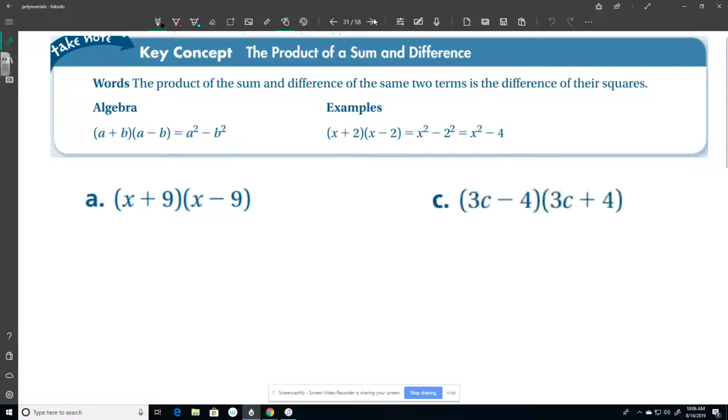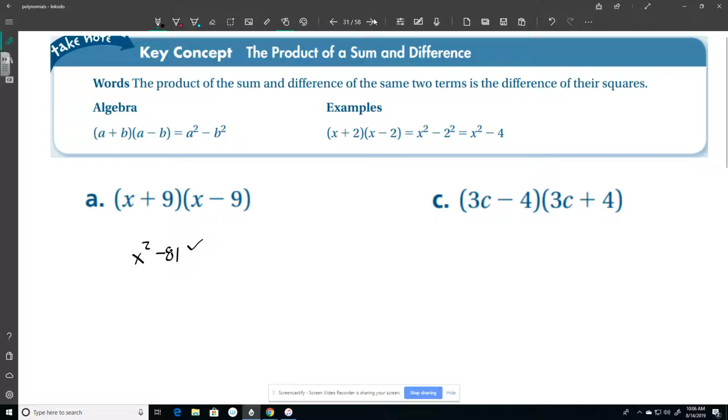There's one other special case that I think is a lot easier to remember and a lot easier to use, and that's if the numbers are the same. If you look at this example, this one says x plus 9. This one says x minus 9. What's cool about this is all you do for this shortcut is square the first number and square the second number with a negative. Your answer is going to be x squared minus 81.